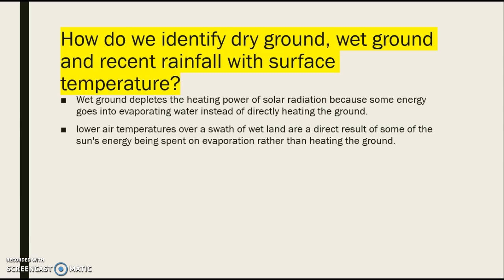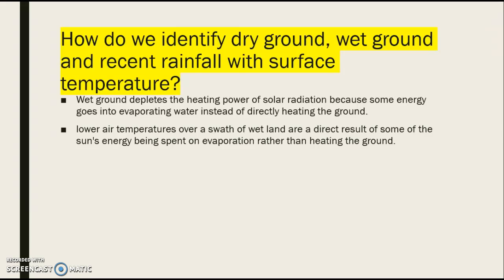Basically, the way you can think about this is there's already a barrier for water between the ground and the rays of the sun, and the sun has to heat those up first before it can directly heat the ground. And that's where the energy transfer comes off, is the energy is put into evaporating that moisture. Lower air temperatures, such as over a swath of wet land, are a direct result of some of the sun's energy being spent on evaporation rather than heating the ground.